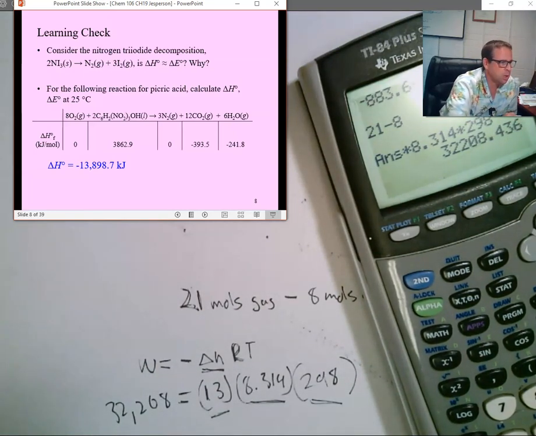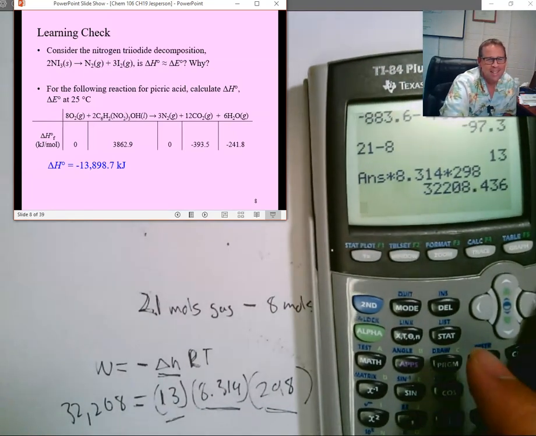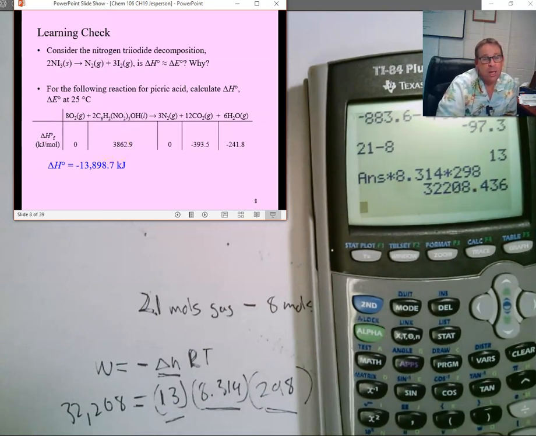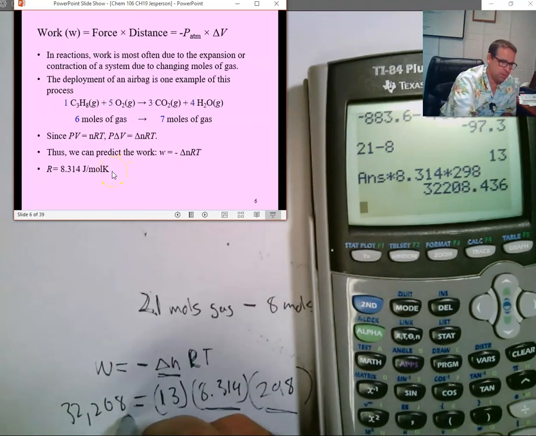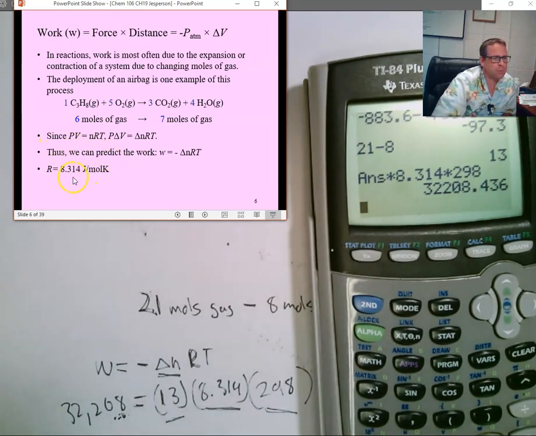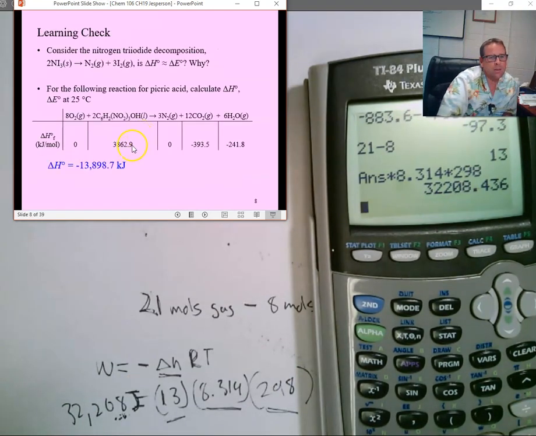Why did we get such a big number, Alyssa? It's kind of just a trick question to help us remember when we run into this problem in the test, the final. What are our units for this one down here? What are our units for the 8.314? Joules. It's joules. That's right. This is in units of joules, whereas this is in units of kilojoules.